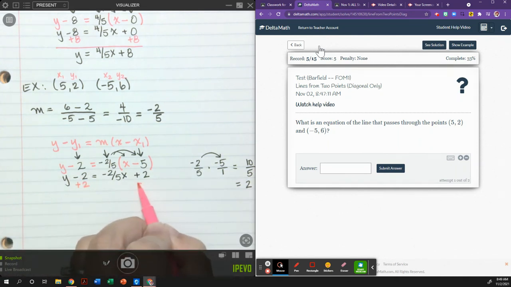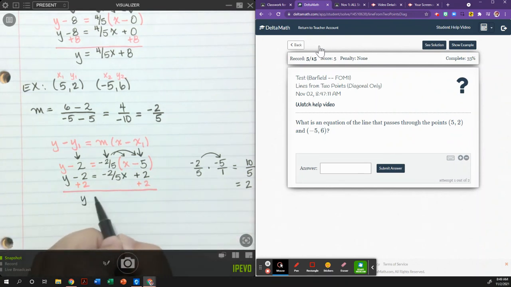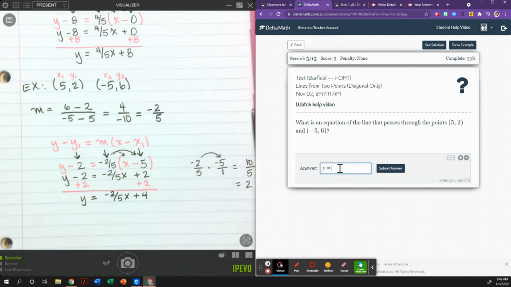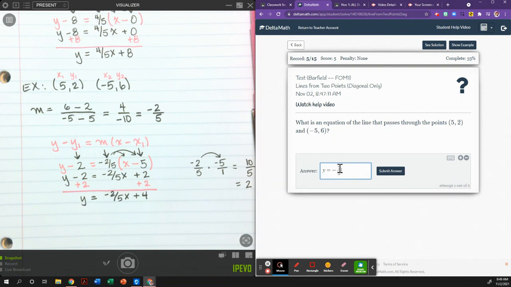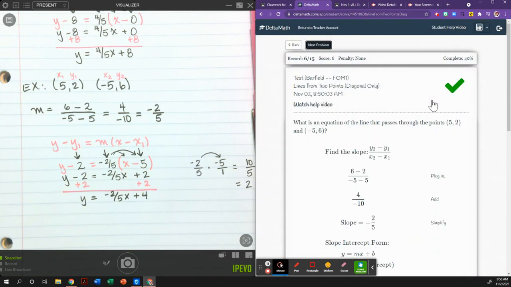All right, got to get y by itself. So I'm going to add 2 to both sides. So I get y equals, bring down negative 2/5 x, and 2 plus 2 is 4. All right, go over here to Delta Math. Y equals negative 2 divided by 5 with the x next to it, plus 4. Submit my answer. I got my green check. Okay?